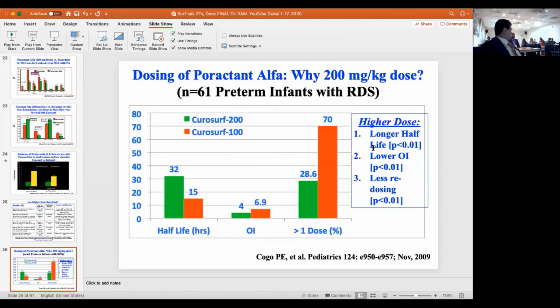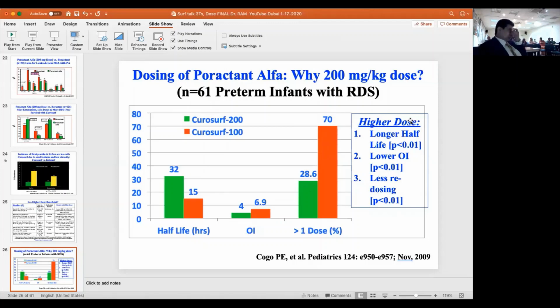So why 200 milligrams per kilo? Here is a study from Italy where they compared 100 milligrams versus 200 milligrams. You can see the half-life is much longer with the 200 milligram per kilo dose. After the first dose, at 2 hours, oxygenation index was also lower. The number of babies requiring 2 or more doses was also lower, 29% versus 17%. So using a higher dose results in longer half-life, lower oxygenation index, and less need for redosing.